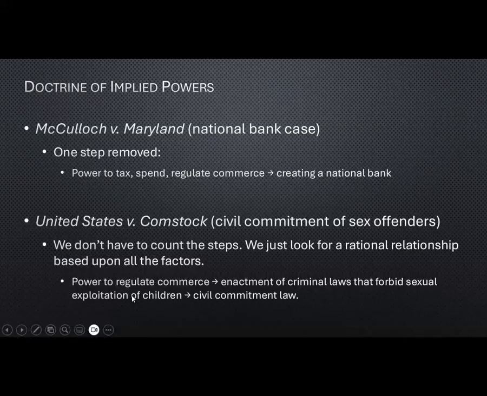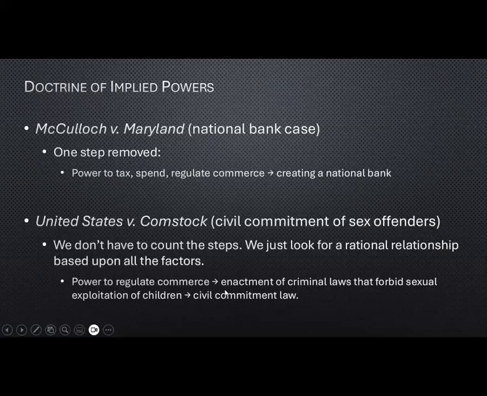And so jumping through these different steps is what made the challenger, the Comstock challenger, I believe he was a sex offender who was trying to challenge the legality of his civil commitment. He had served his time in prison, but was going to be committed to an institution even past his prison sentence. And he's challenging the constitutionality of the law that allows for his civil commitment. Anyway, back to what I was saying.